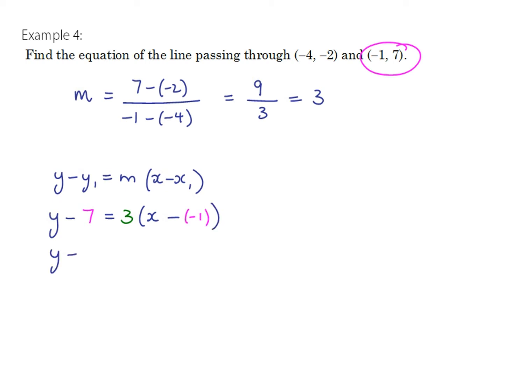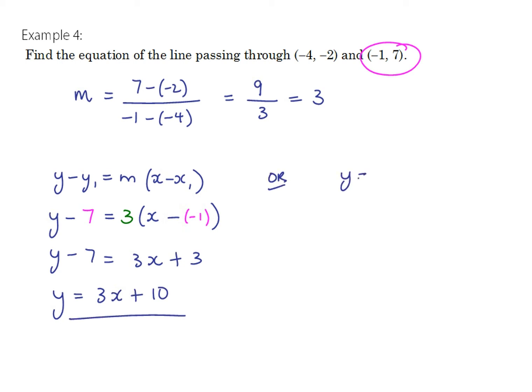So we have y minus 7 is equal to 3 times x plus 1, so we're going to get 3x plus 3 when we expand that out. Adding 7 to both sides, my equation is y equals 3x plus 10.